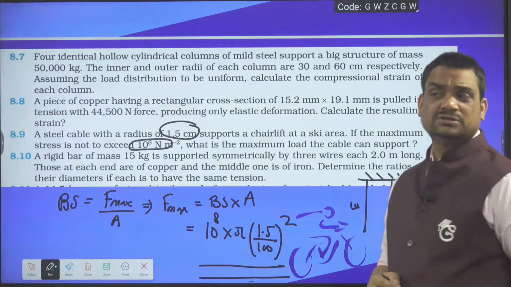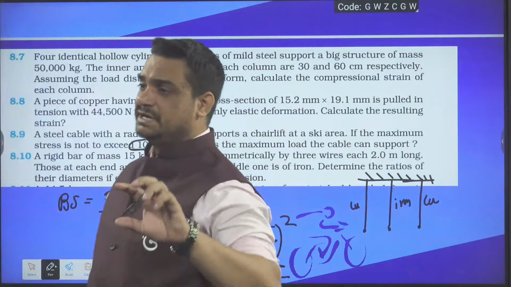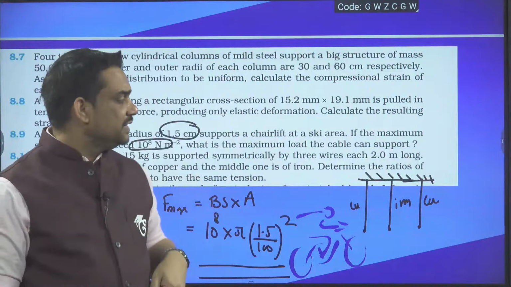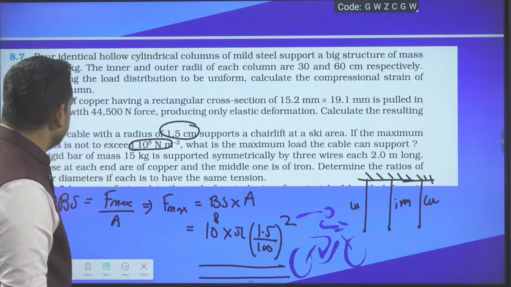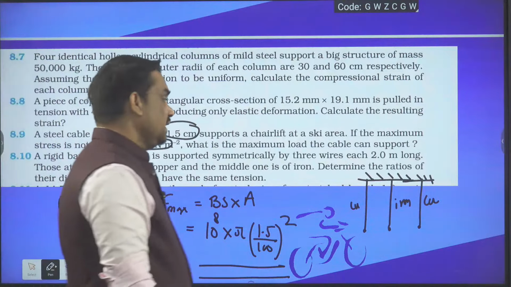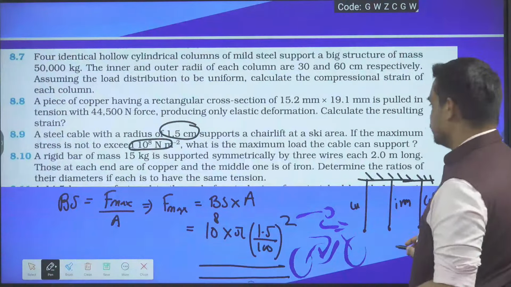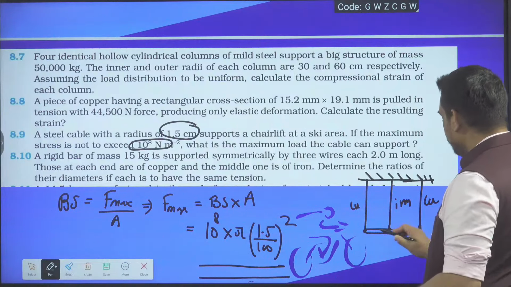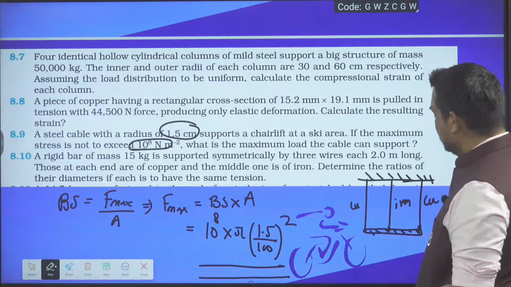In the exemplar also this question is there. In the exemplar they have given it in variable terms. Here they have given the numerical terms. Determine the ratio of their diameter if each has the same tension. So tension is the same. You know that if this bar is supported, then will the elongation be the same or different?